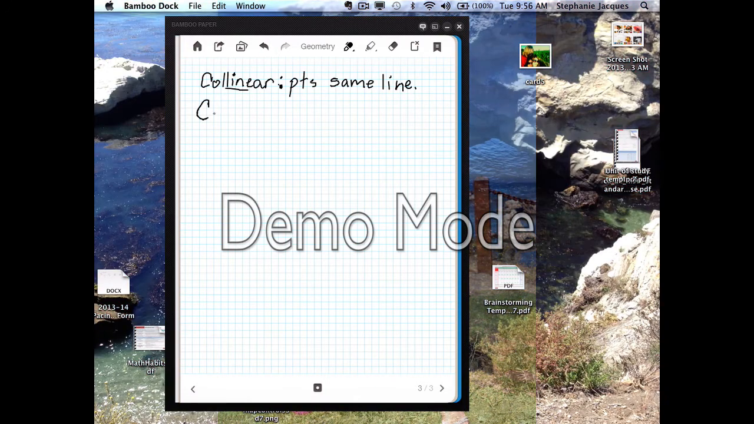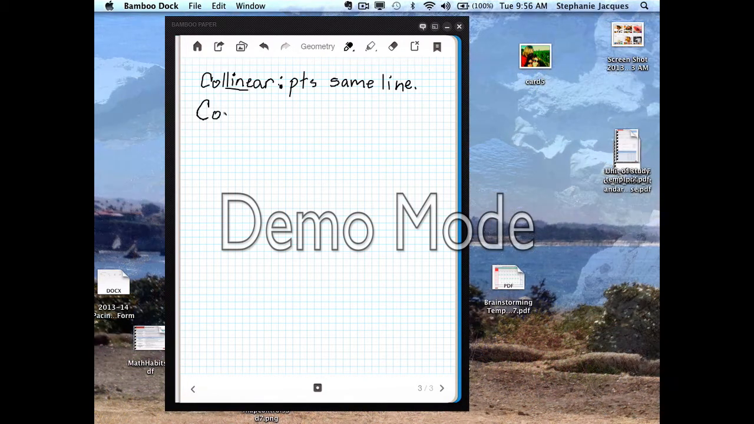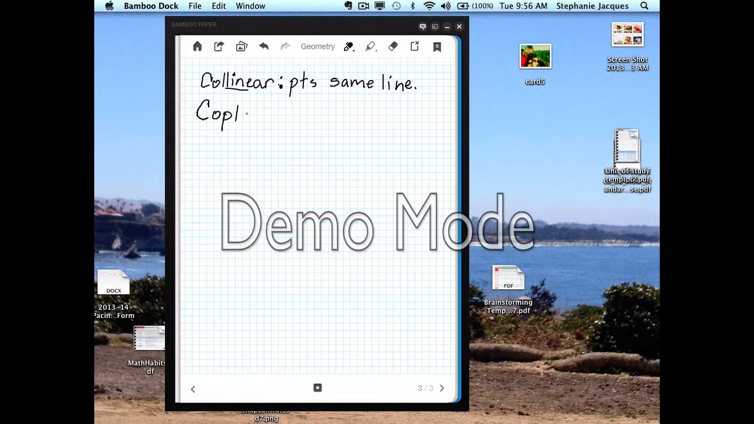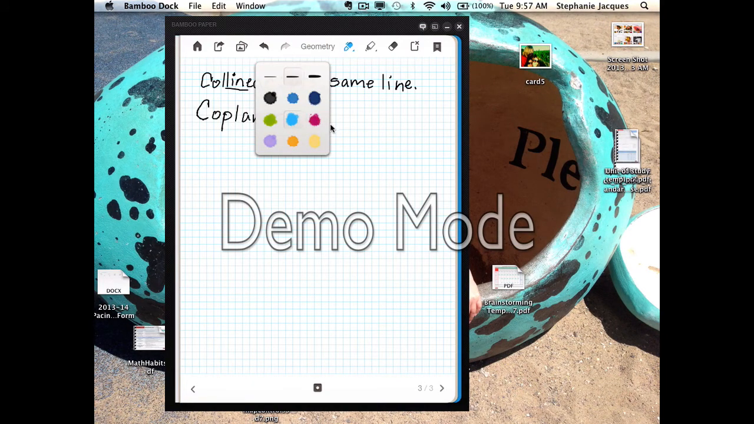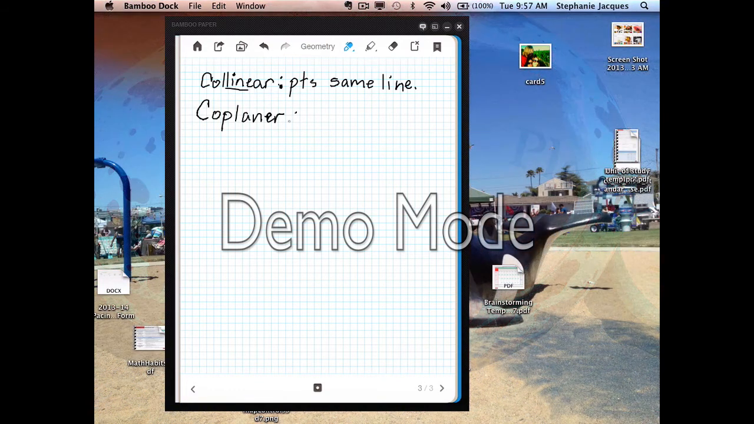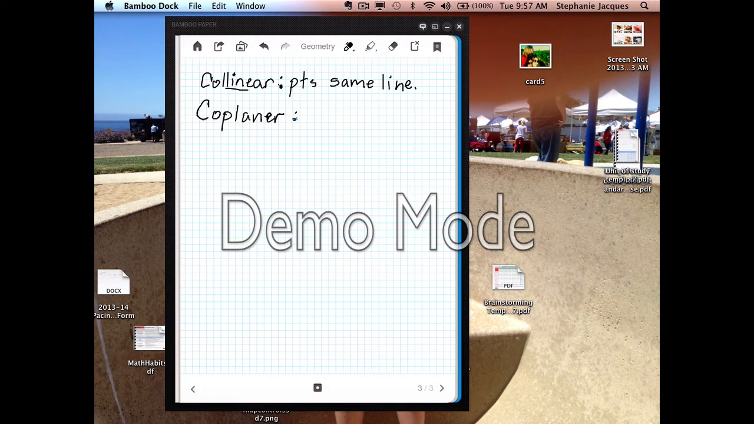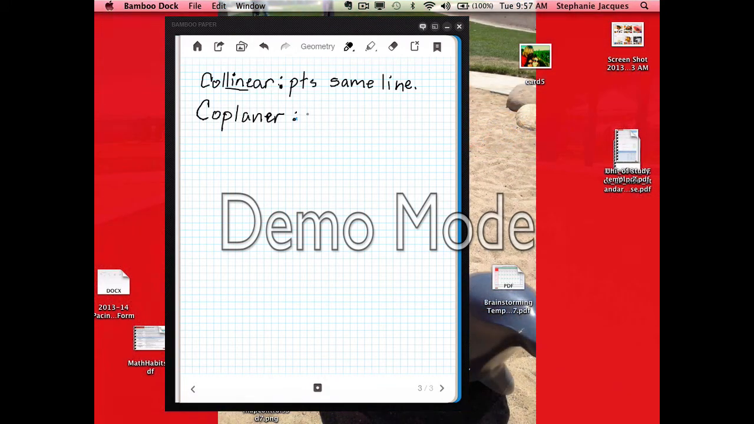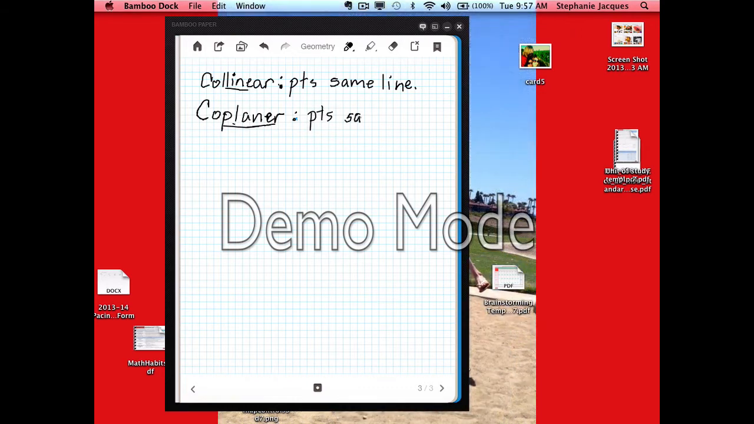Then you're going to have coplanar points. So I think you could tell from the word now what those points are all about. I don't know why that color thing's coming up, but I apologize. Let me change it. Okay. So coplanar points have the word plane in them. So they are points on the same plane.